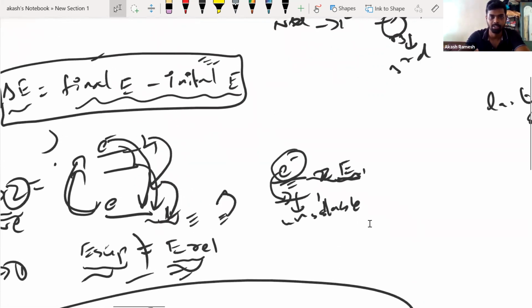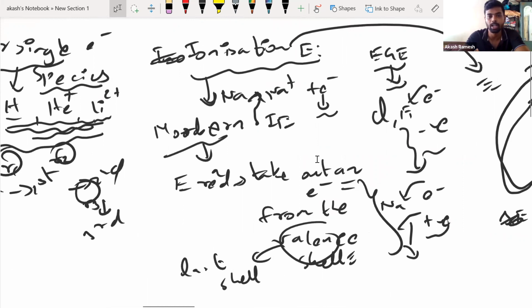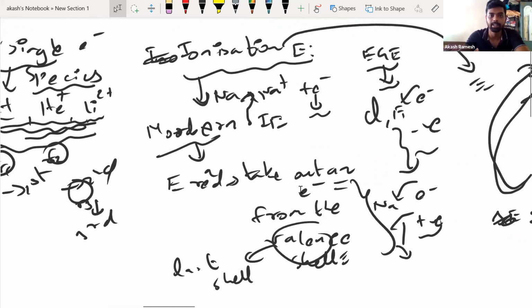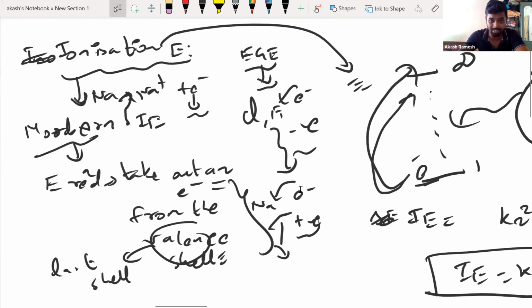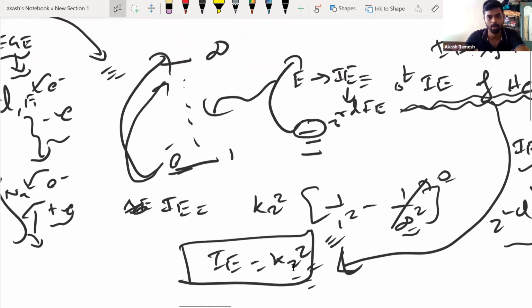Then we went on to see what is the ionization energy. The modern definition is an electron coming out from the valence shell. But in case of Bohr's, we said that it is the energy required to take the electron from the first orbit to the infinite orbit. If you substitute, you will get IE equal to K times Z squared. Very simple formula, because NI will be 1, and from the first orbit to the infinite orbit, 1 by infinity will become 0. So all you have is K Z squared.